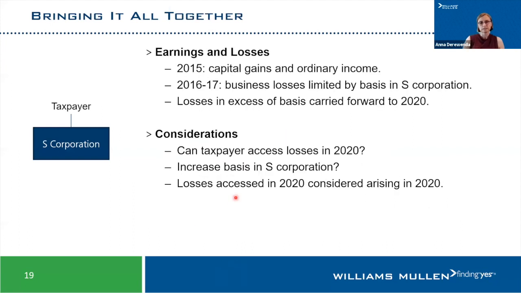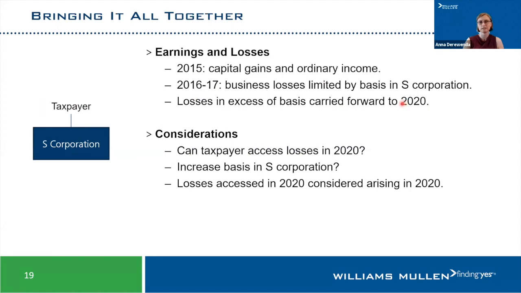So the next example is slightly different. We have, again, a taxpayer and their S corporation. And in 2015, they have capital gains and ordinary income. Maybe they sold a part of the business or a division. And so in 2016 through 17, there's not much left, or the businesses that are remaining have losses. And those losses are actually limited by the taxpayer's basis in the S corporation. So those suspended losses have been carried forward to 2020.